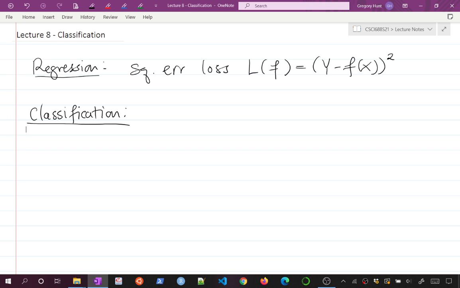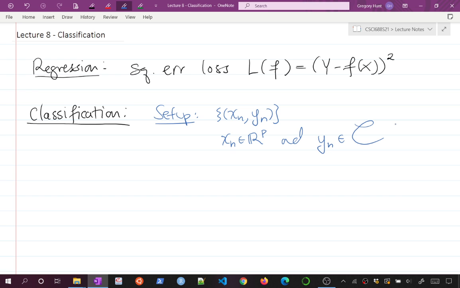So maybe I should just go through what the classification setup is, very similar to the regression setup. The classification setup is I have collected my training data, my xn's, my yn's. But now, while my xn's are still just some feature vectors, so maybe they live in a real p-dimensional space, my yn's are some member of some discrete set of classes. I'm going to generically call it script C. Script C is my discrete set of classes. I have class 1, class 2, all the way up to potentially class K.